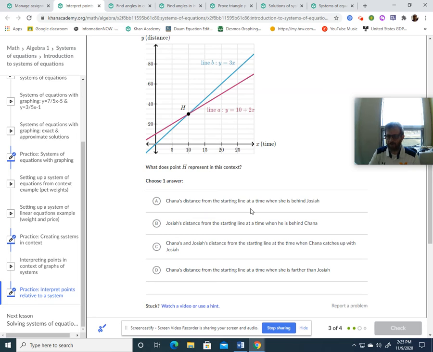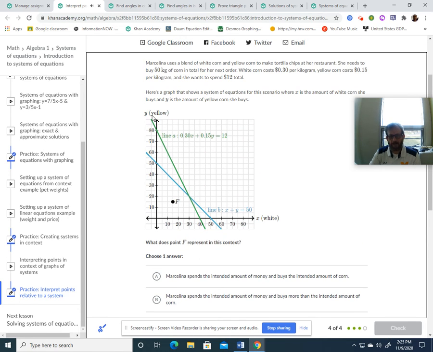Channa's distance from the starting line at the time when she is behind Josiah? No, she's not behind him. She's equal with him. Josiah's distance from the starting point at the time when she's behind Channa? Nope, they're at the same point. Channa and Josiah's distance from the starting line at the time when Channa catches up with Josiah. That's it.